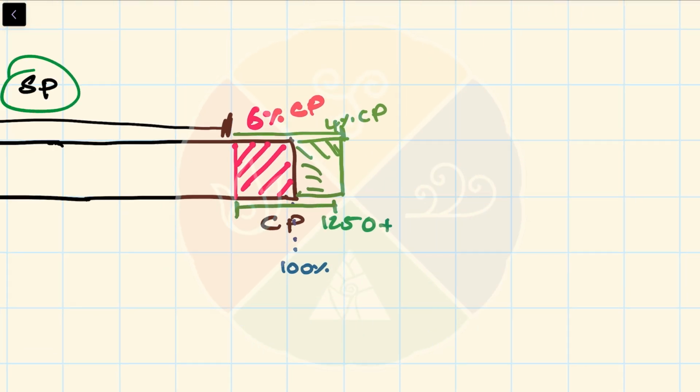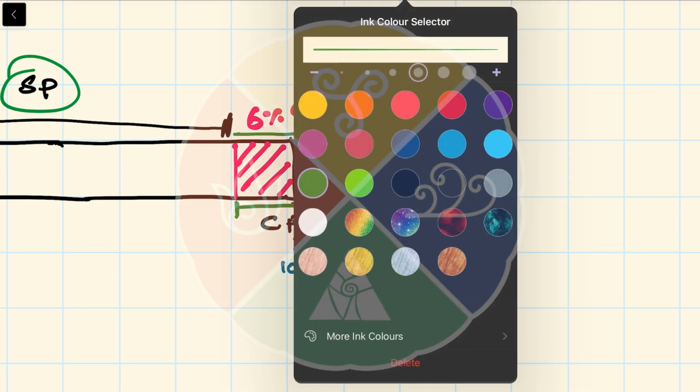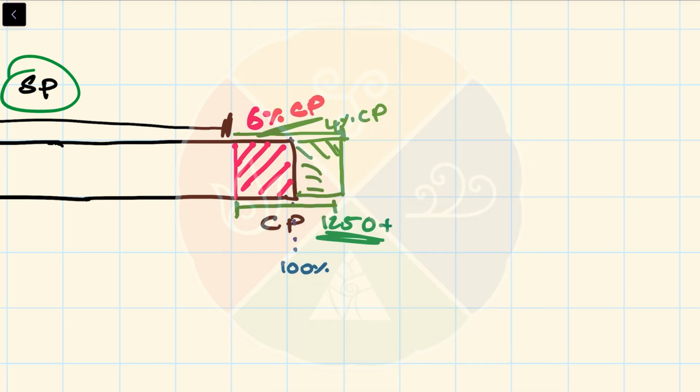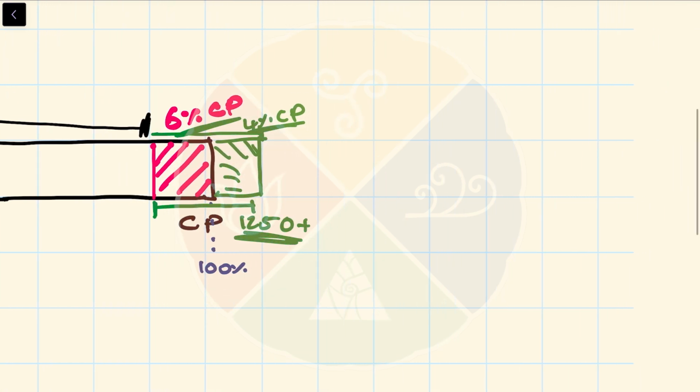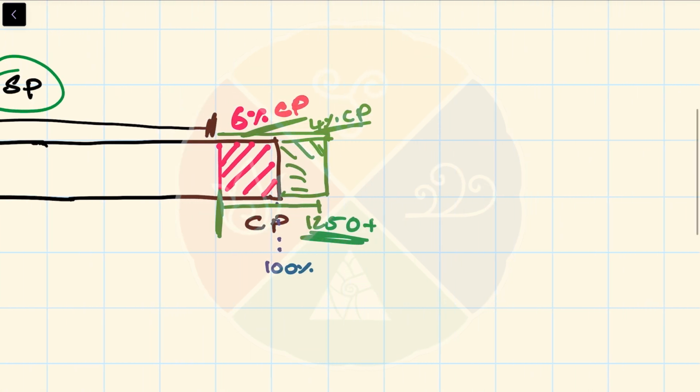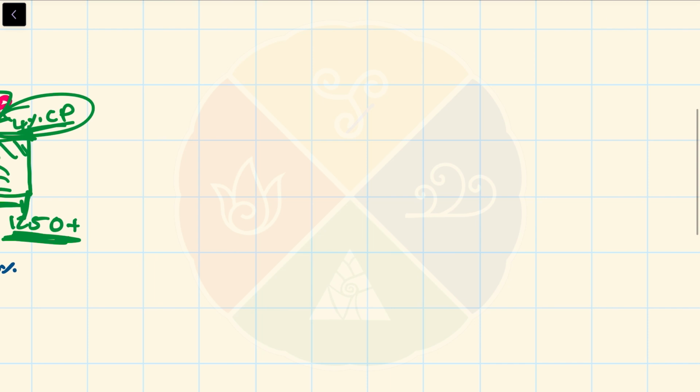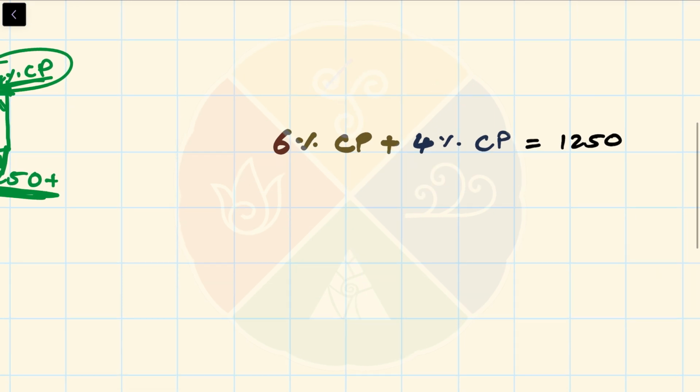Now if you look at this value, 1250 rupees is being represented as the sum of 6% of cost price and 4% of cost price. So from this point, if I have to get here, that is 1250, that itself is 6% plus 4%. So I can say that 6% of cost price plus 4% of cost price is equal to 1250. Or if I add 6 plus 4, 10% of cost price is 1250.